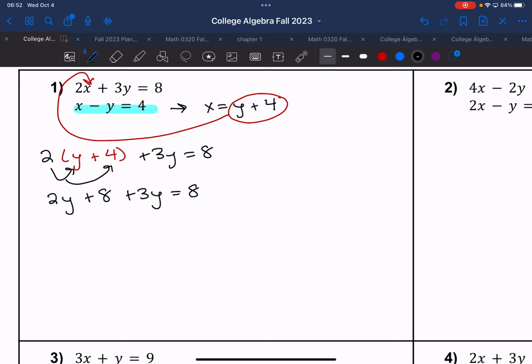Then I combine like terms, so I have 2y and 3y, which becomes 5y. Bring down the plus 8 equals 8. Then I'm going to subtract 8 from both sides, and I get 5y is equal to 0. So that tells me y is equal to what number? 0, because when I divide by 5, anything that 0 is being divided by is 0. So that's my first answer.